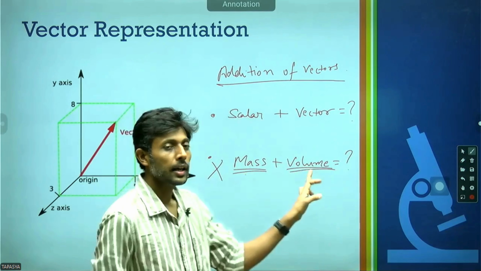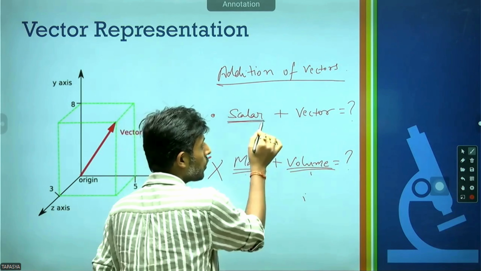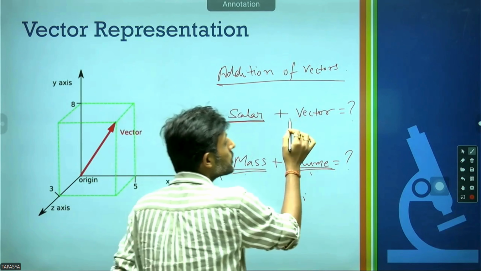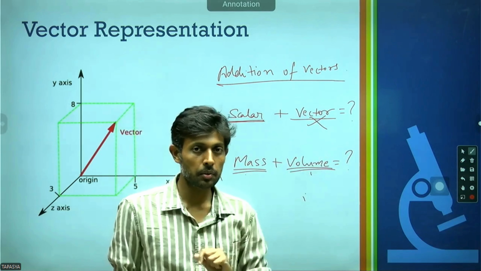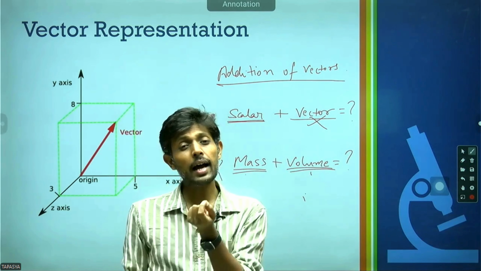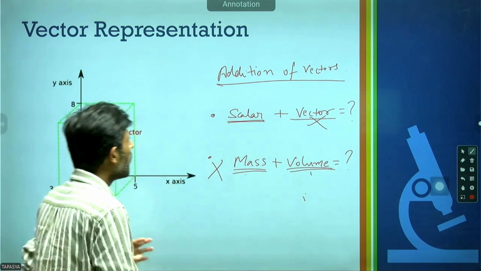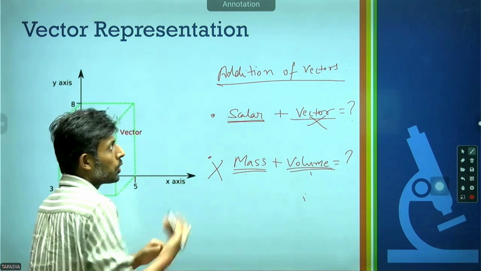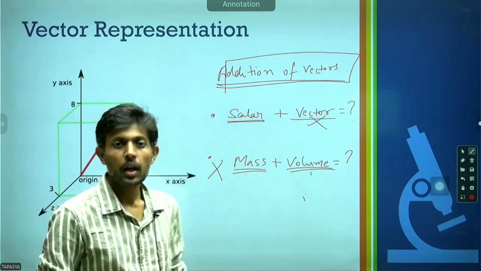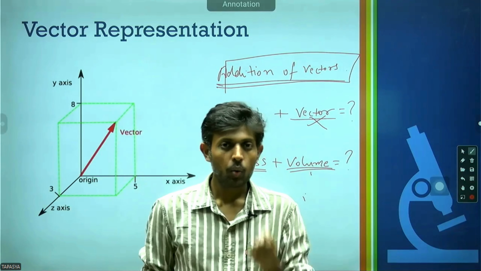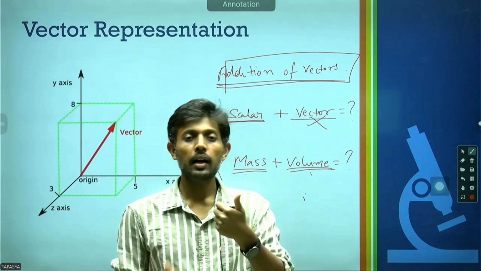So mass can be added to mass. Mass cannot be added to volume. Similarly, scalar quantities can be added to scalar quantities only, not to vector quantities. So this is not even possible. You cannot add a scalar quantity to a vector quantity. Okay. So does that mean there is no addition in vectors? Well, there is. We can add vectors to vectors. Let's take a look at how to do that.